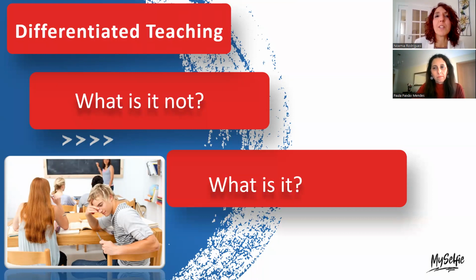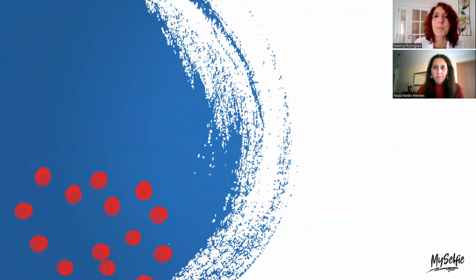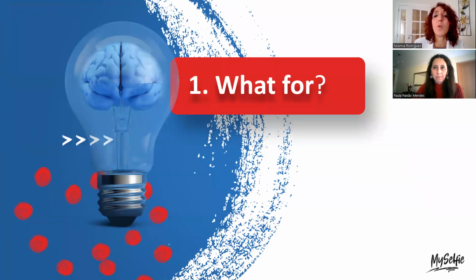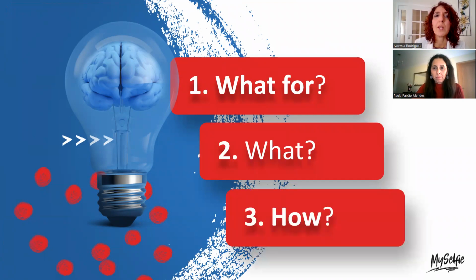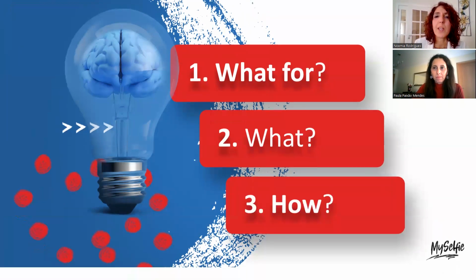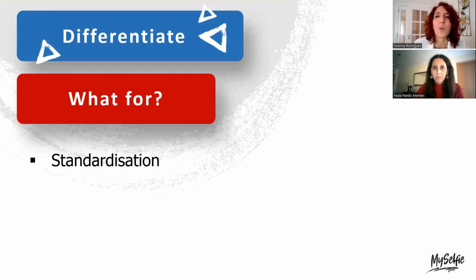We have prepared a short presentation in which we try to give examples on how to develop differentiated teaching practices using the multiplicity of resources we have available today in the course books we work with. We have structured our presentation around three basic questions. And they are what for, so to differentiate what for, what, and how. Let's start with what for.